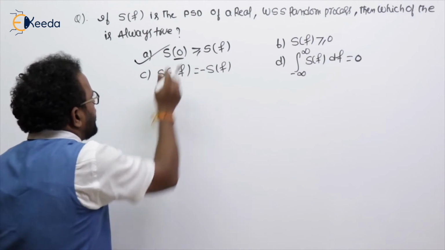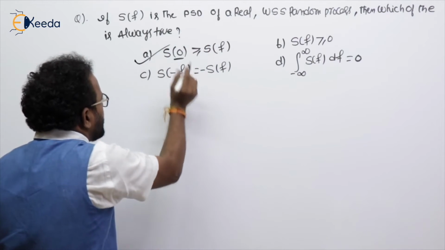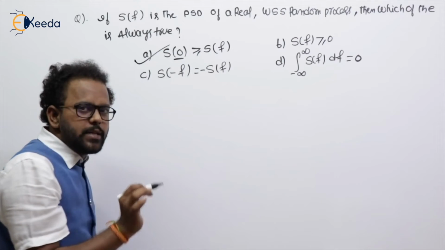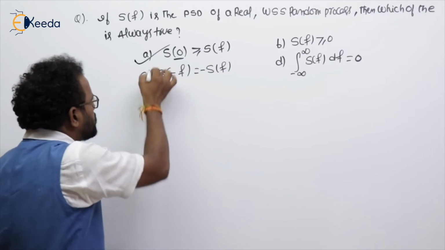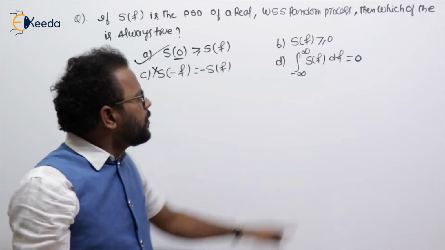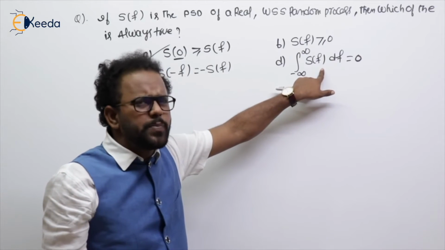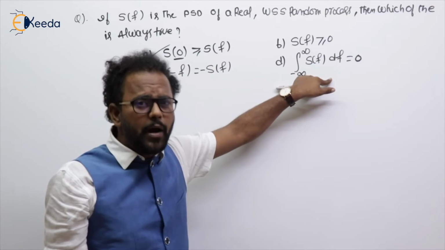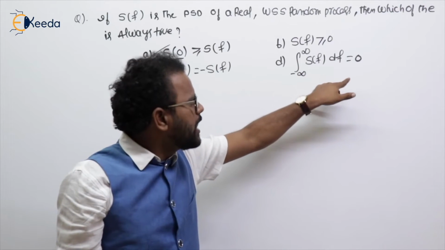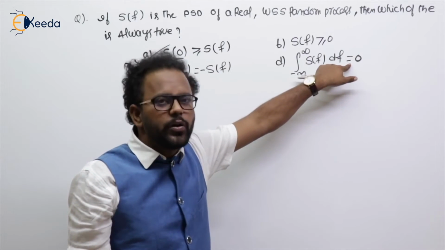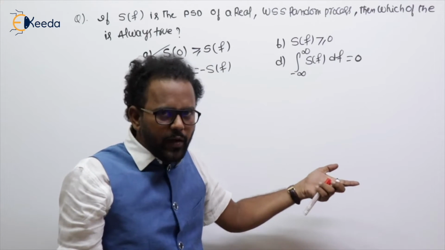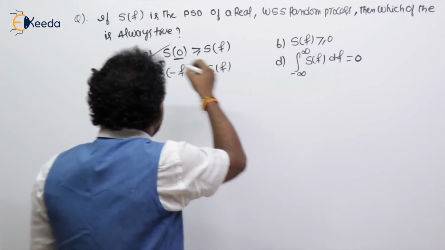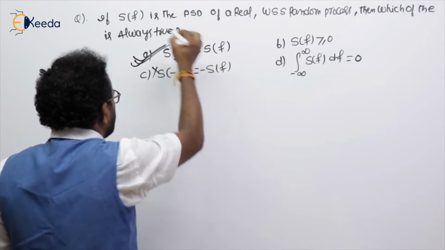And if we say the power spectral density is always a symmetrical or even function, so this fails. What is the area under the power spectral density? The area under the power spectral density is nothing but the power. Power is not always equal to 0; power may be any value. So all three other options are ruled out, only option A.